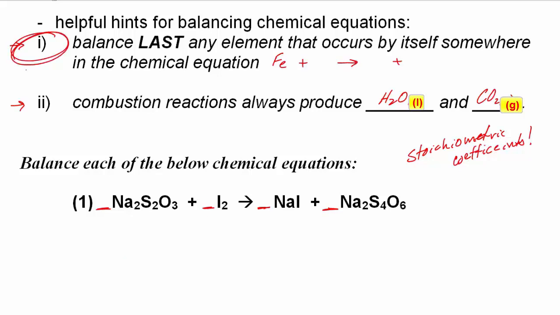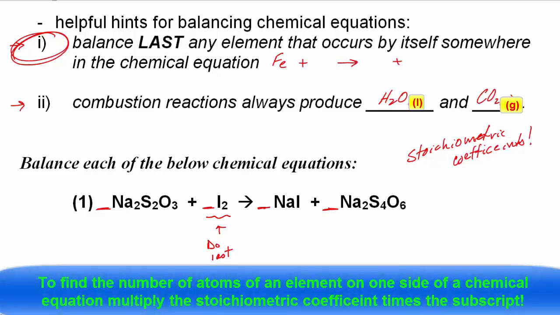So let's start out here. Remember this rule number 1. Any element that occurs by itself, balance it last. Iodine is all by itself, so do this last. You don't have to, but I'm just saying life will be easier. So let's try, what do you want to try? Let's just try the sodiums. Okay, we've got 2 sodiums on this side.